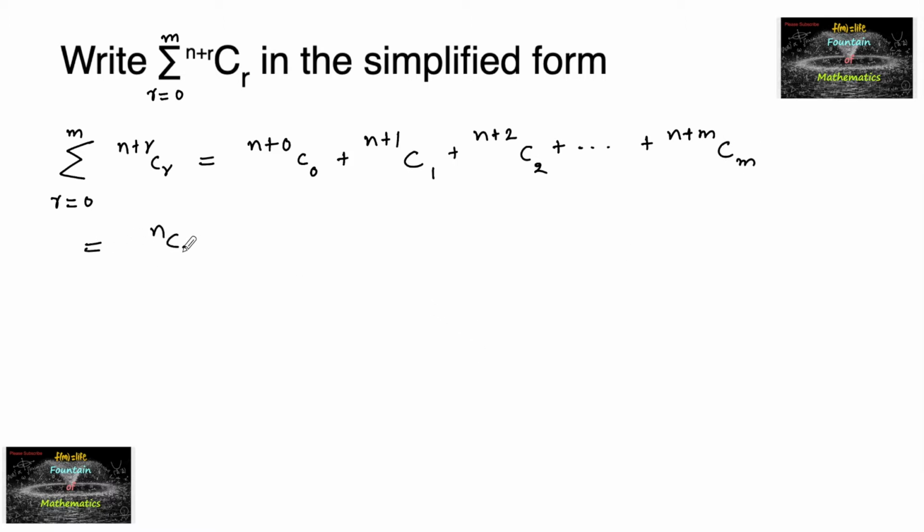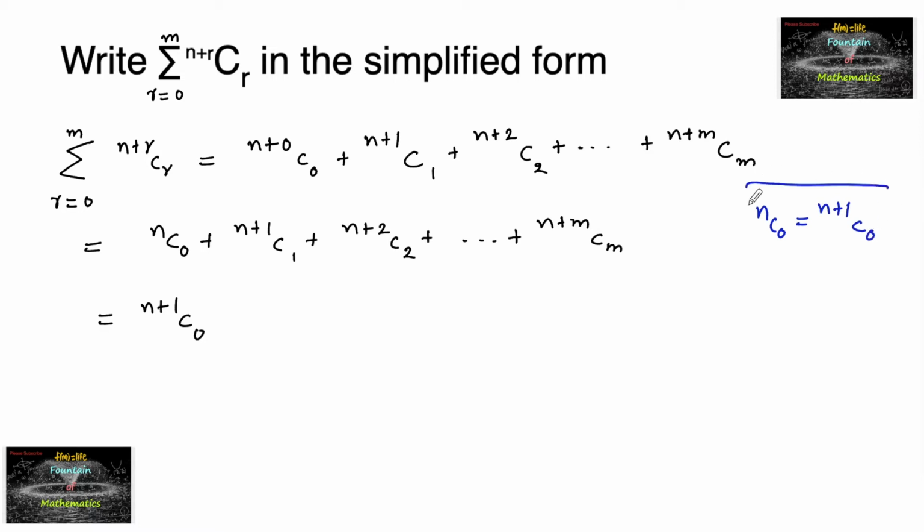so which is equal to n C 0 plus n plus 1 C 1 plus n plus 2 C 2 and so on up to n plus m C m. n C 0 is also equal to n plus 1 C 0. Let me write here, n C 0 is the same as n plus 1 C 0. So instead of n C 0, I would like to write n plus 1 C 0 plus again n plus 1 C 1 plus n plus 2 C 2 and so on n plus m C m.